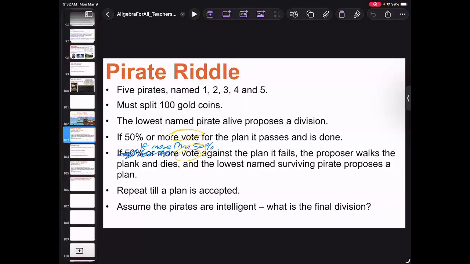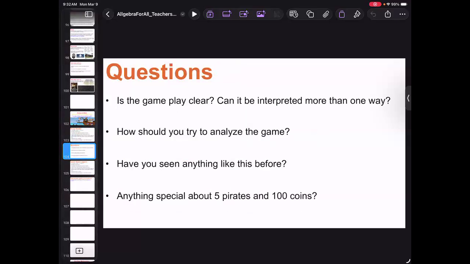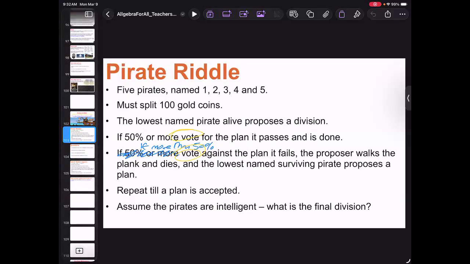So does anybody want to talk a little bit about how you might try to analyze this? And I did flash a hint for about 1 billionth of a second. Any thoughts as to how you would attack something like this?